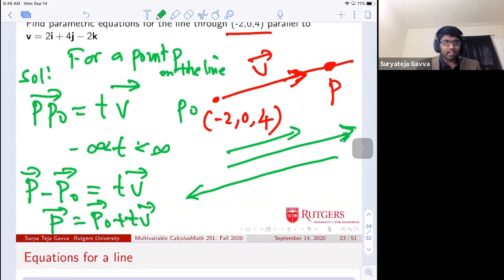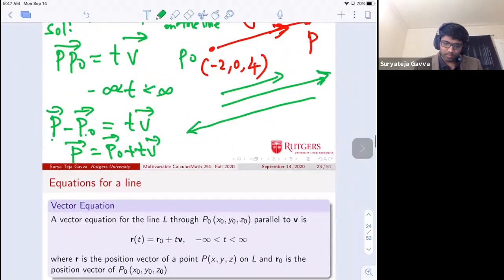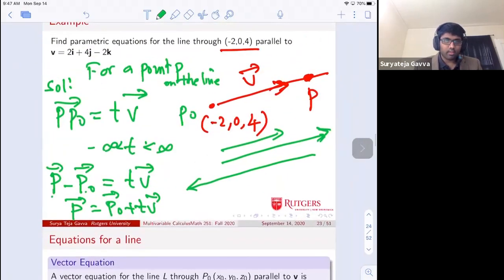So what do I mean by P minus P0? It's just subtracting the coordinates of P0 from P. Is this clear? We know that the coordinates of P minus P0 will give you the vector P0P. So if you subtract the coordinates of P0 from P, you'll get the components of TV. We represent them by an arrow.